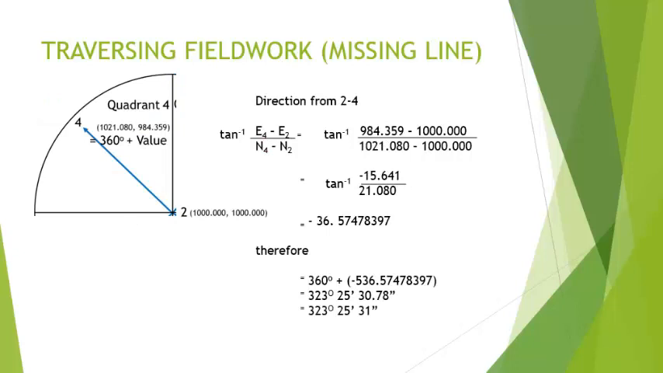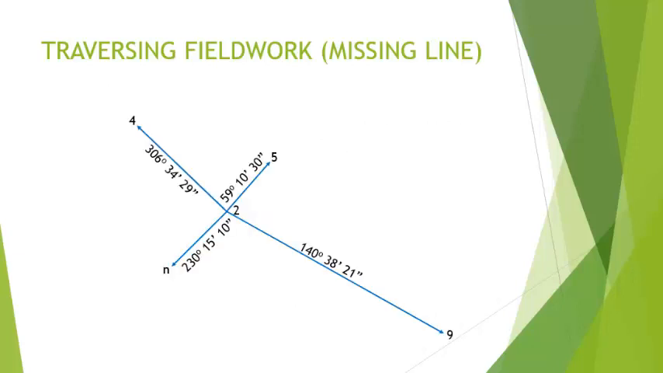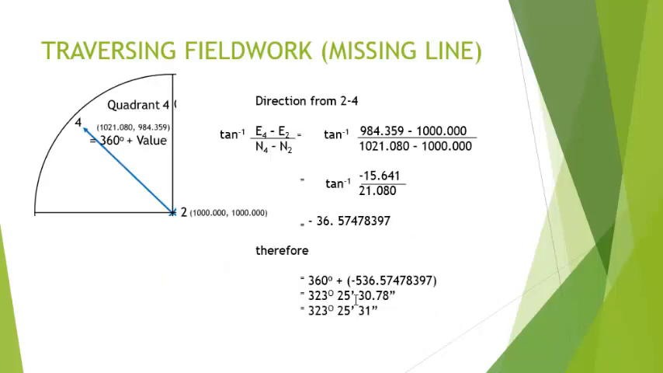Finally, quadrant number 4, quite tricky but simple to understand. The rule is to add 360 degrees to the calculated value. So 360 degrees plus the value right here. Please calculate it again. There is no 5 here, actually there is 36. You will get this, 323 degrees 25 minutes and 31 seconds. This is in the 4th quadrant.